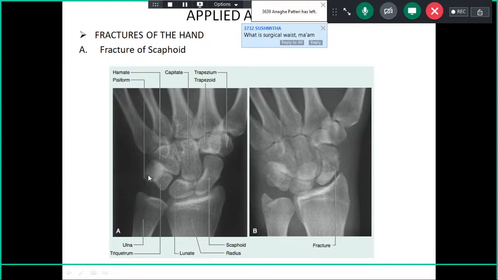The surgical waist is where we have numerous vascular foramina. This is the plane where any intervention would be done. It is the most common area where the scaphoid would fracture, which I had shown you in the image as well.